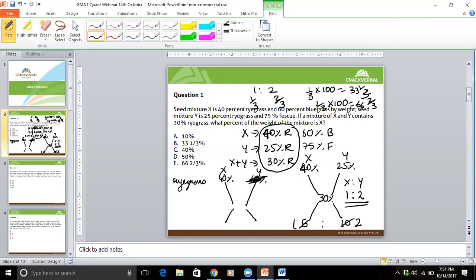So clearly here, if I need the ratio 1:2, and the question asks me what percent of the weight of the mixture is X, 1 out of 3 represents 33 1/3%. So the answer here clearly is B.